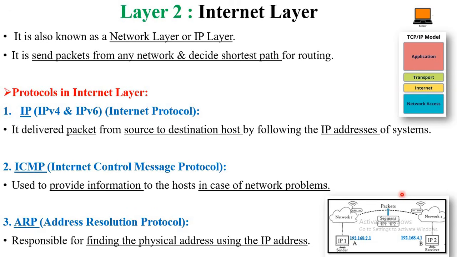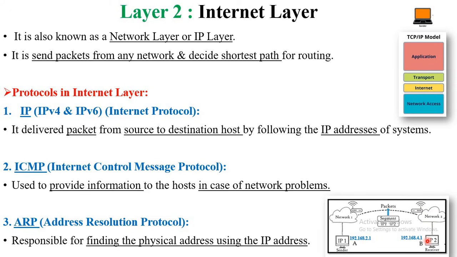How? See here in this image. Here the internet layer works when two devices are placed in different networks. Okay. See, this is network 1 and this A PC is connected in network 1. And now this is B PC which is connected in network 2. And these two networks are connected with each other through a router. Now this A is a sender. They want to send information to this B PC in network 2.